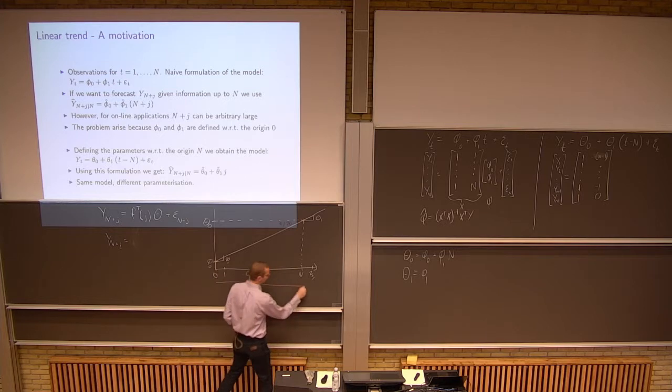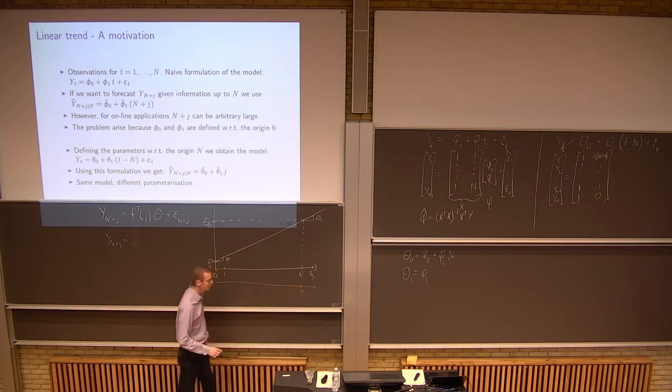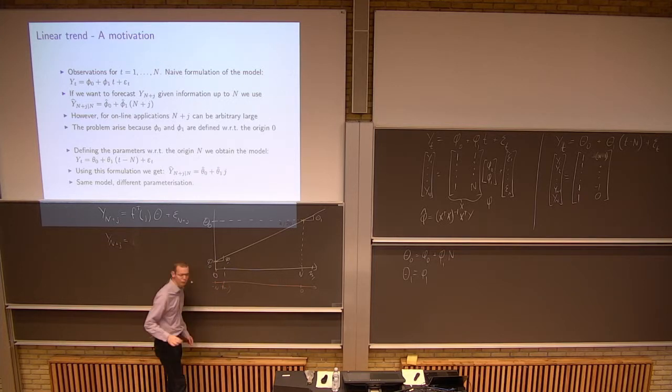So for the other implementation, this is 0, and this here is minus n, minus n minus 1, and so forth.